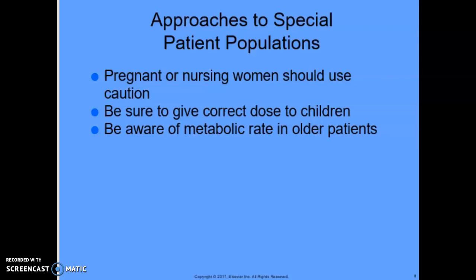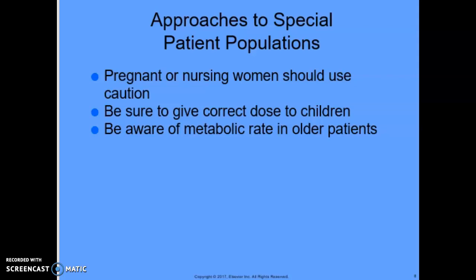Approaches to special patient populations. Again, we learned a lot about this last semester with pregnant patients as well as our elderly. So pregnant or nursing women should use caution when taking medication. Be sure that you are giving correct dose to children because this can be actually fatal if they are misdosed. And be aware of metabolic rates in older patients.